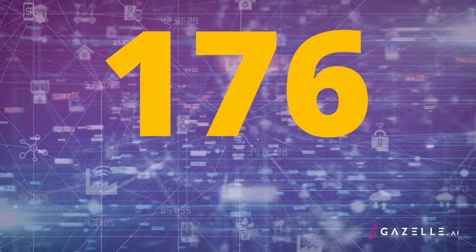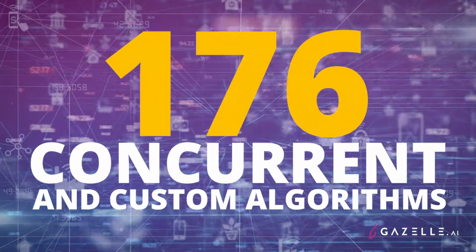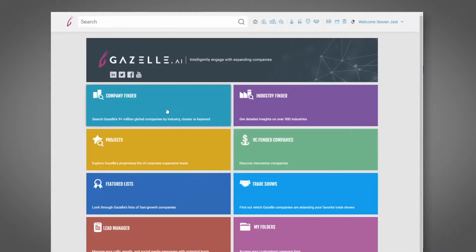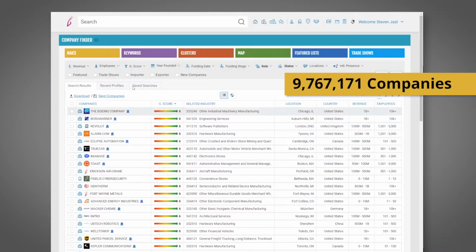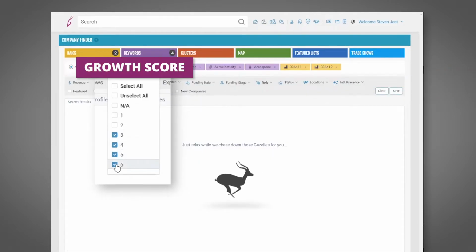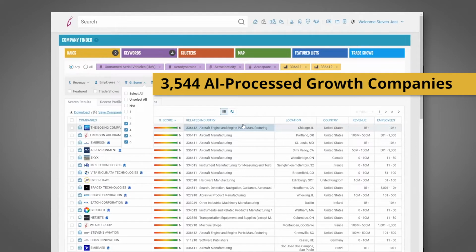We then trained 176 concurrent and custom designed machine learning algorithms to spot the data fluctuations over our 12-year data set that were associated with the firms that actually expanded. We then used the algorithms to look for the same predictor signals amongst the 10 million companies in Gazelle. We then rank them with our G-score, which summarizes their propensity to expand.